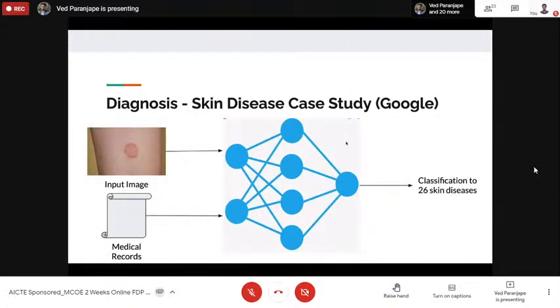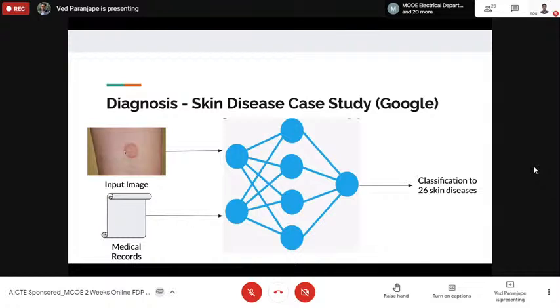The next case study is diagnosis of skin disease. This is based on a research paper by Google. They took 26 categories of skin diseases, and they classified them using image data and medical records. This is a very special type of application of AI, and a lot of research is going on in this field. It's basically multimodal machine learning, which means that we have an input image and also a medical record, which is in the form of text.